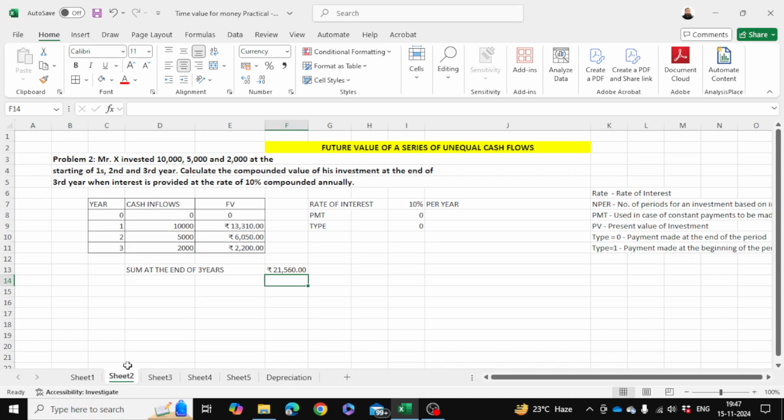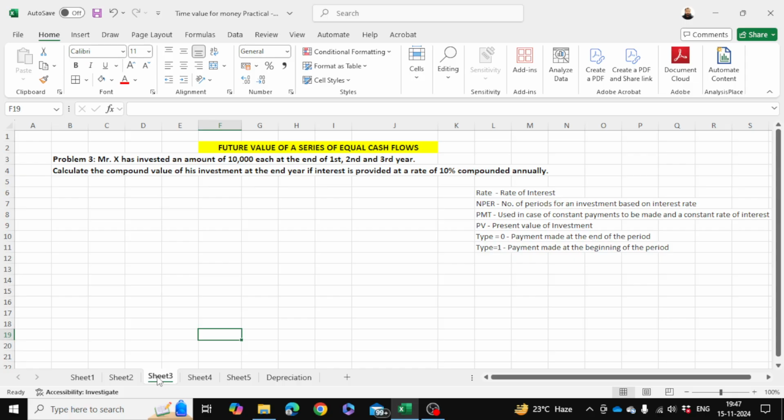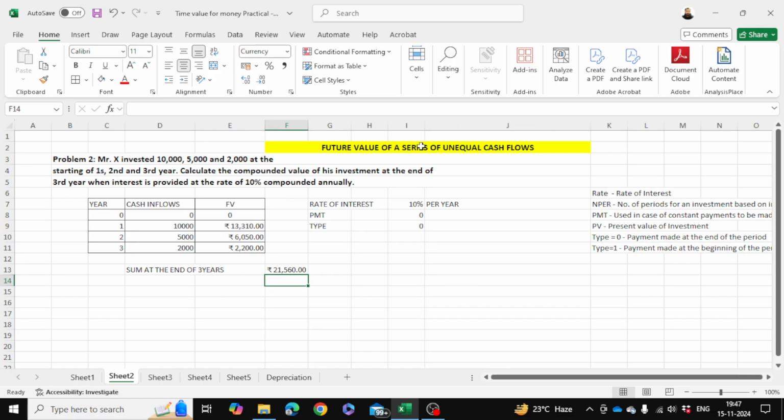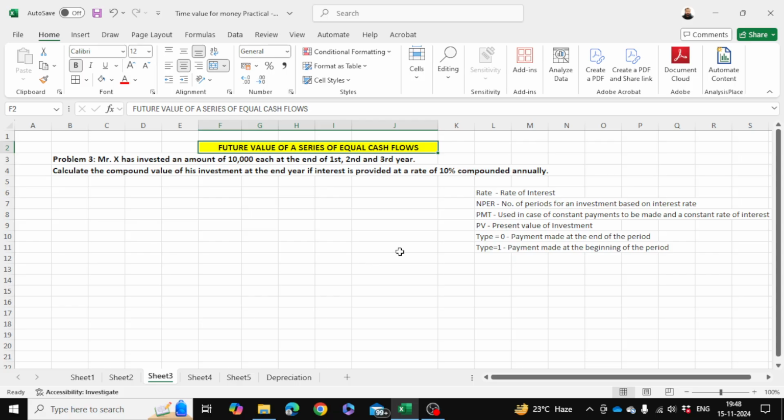Okay, now next I'm going to proceed with another type of question. Each time I'm taking a separate question of a different type. Now one thing that can happen is, in the previous question the investment was unequal cash flow. Each year the investment was different. First year 10,000, 5,000 and 2,000. Now we will be taking equal cash flow, that is, the same amount you have to invest.